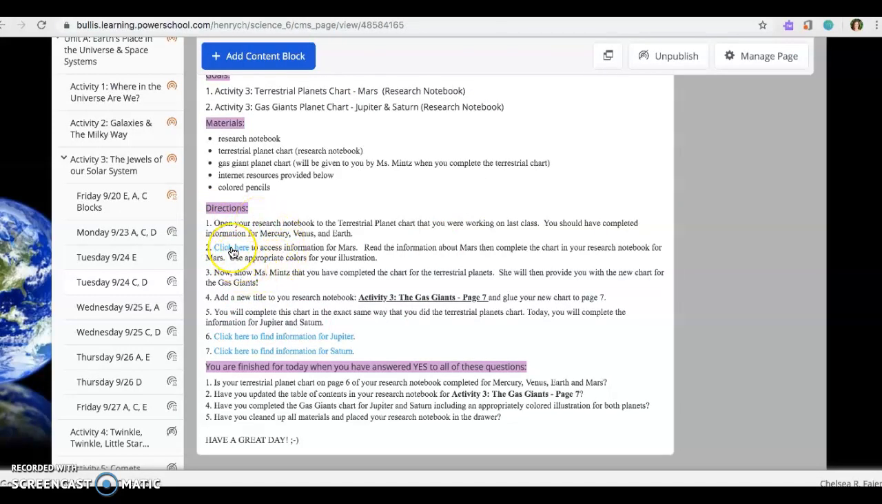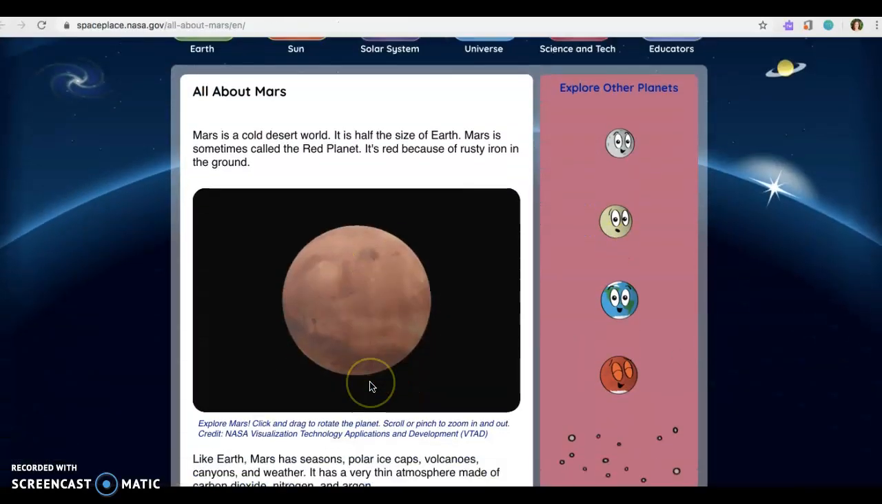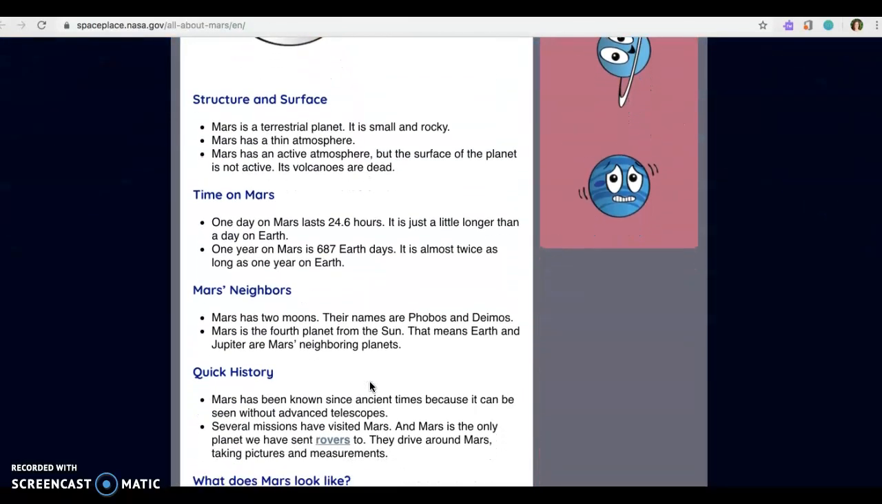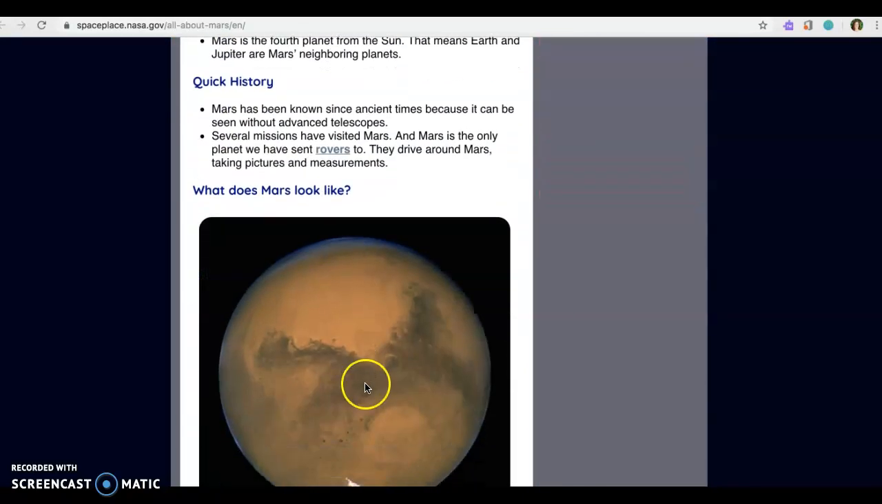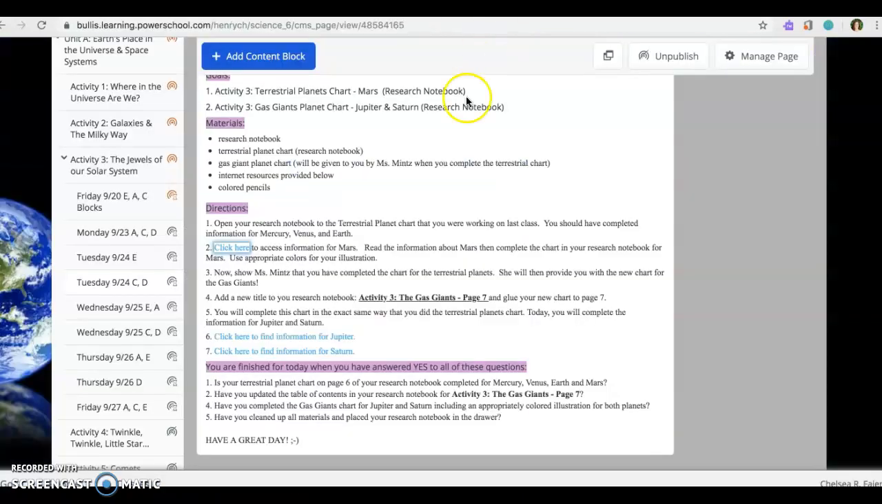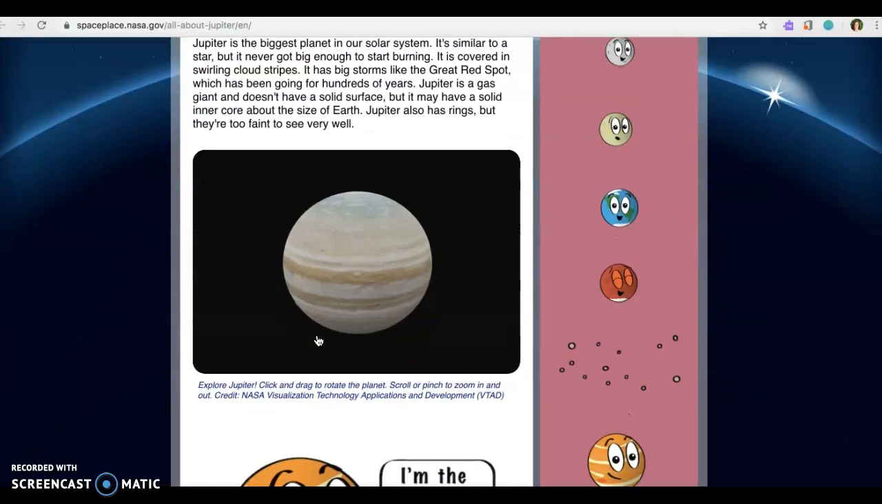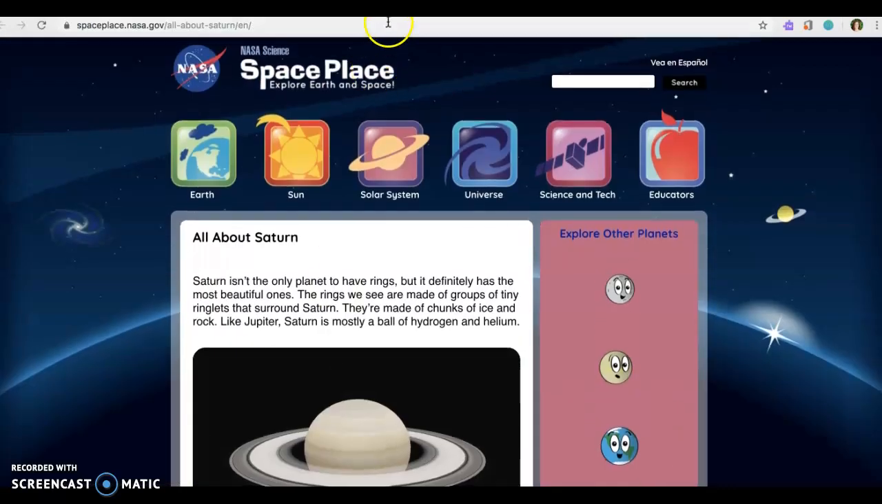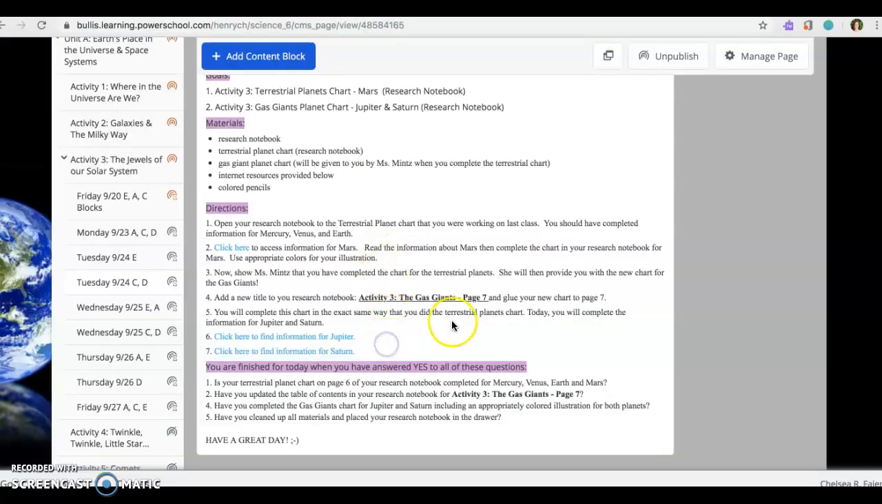So just like you did for the 3 terrestrial planets, you'll use these links to find the information for Mars. Remember to read everything above before scrolling down to get to the information that you need for your chart. And I want to show you that as you continue to move forward, please don't forget to update your table of contents for the gas giants chart when you receive it from your substitute. And I want to just show you that here is your link for Jupiter, and then you also have your link for Saturn. So I think that you all should be all set for today.